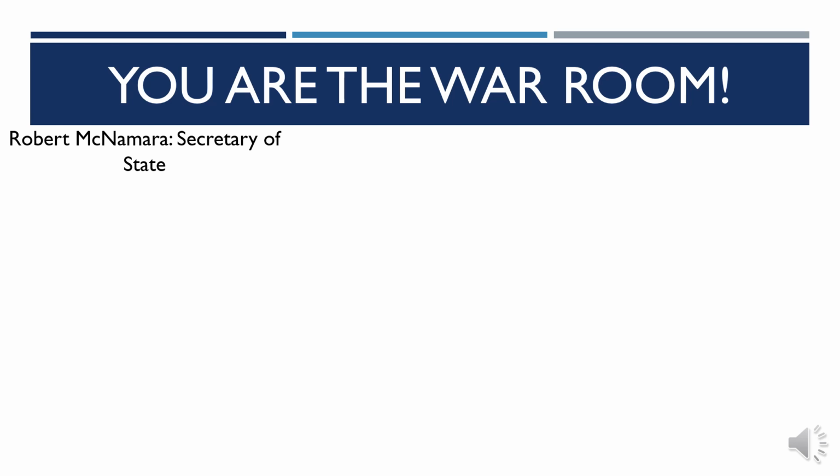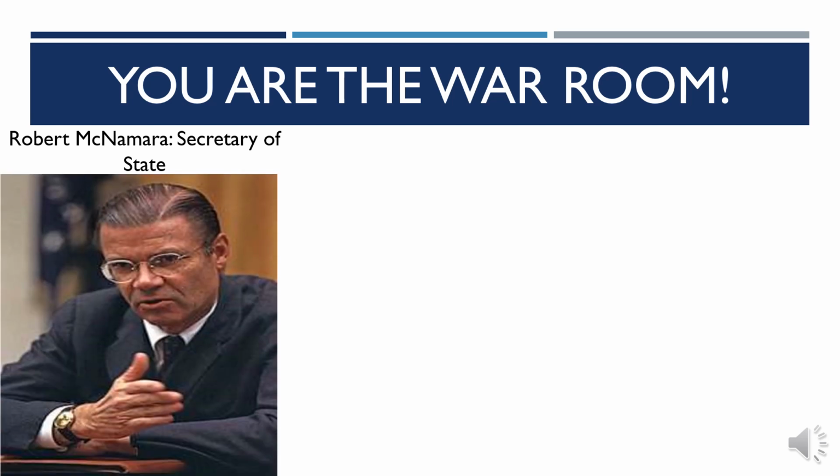The first person in the war room that you're going to need to know about is a guy called Robert McNamara. He's what's called the Secretary of State, and this is a picture of him. Now, the Secretary of State is an advisor for the president. The president has a lot of different advisors because he doesn't know everything about everything, so he has to have advisors that are specialists in certain areas. And the Secretary of State is the guy that's in charge of anything that has to do with a foreign country. So he's going to know all about foreign countries.